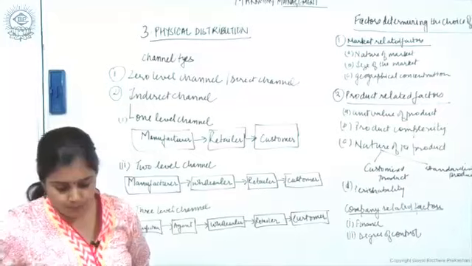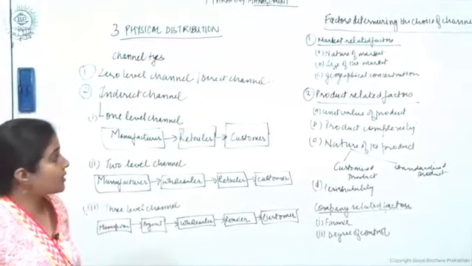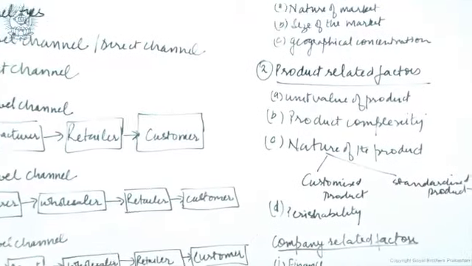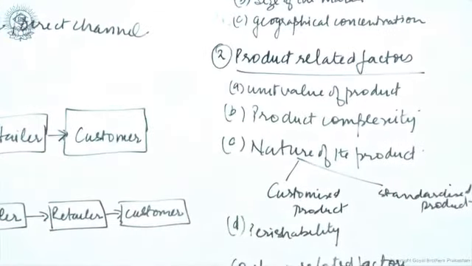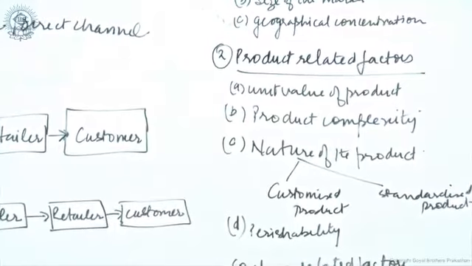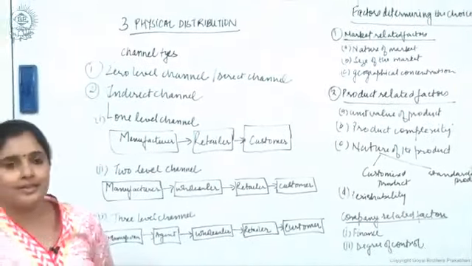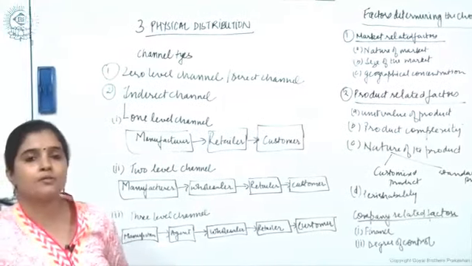Then coming to the product related factors. Okay, now what is the unit value of the product? Unit value meaning price of the product. Now if it is a very, very expensive product, in that case direct selling is preferred, because already the product is so expensive.